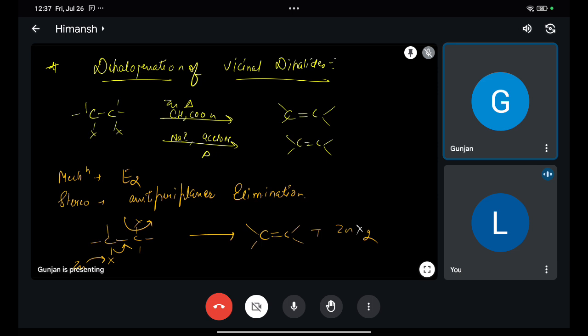How can we say a particular reaction will be E1 or E2? As I told you, if a stable carbocation possibility is there, you can go with E1. But here, the carbocation is not stable. Got it? Yes, ma'am, got it.